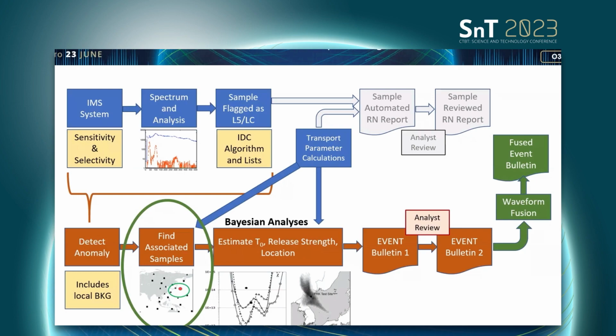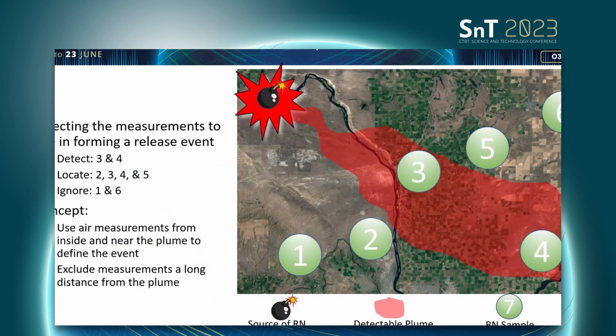Okay, finally, we can go on. Oh, and I can do it, can't I? Maybe. All right, so what is sample association?